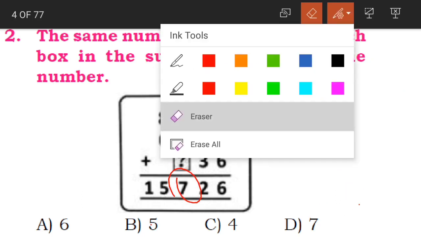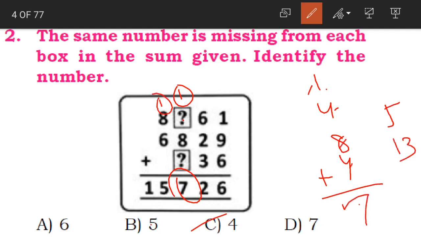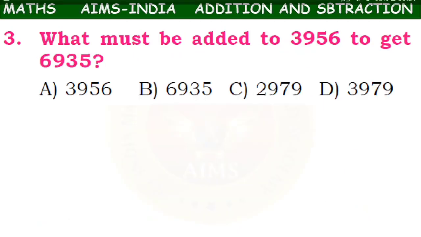Now moving on to option number C, 4. 1, 4, 8, 4. 1 plus 4, 5. 5 plus 8, 13. 13 plus 4, 17. Yes children, we got 7. So our answer here is 4. Okay, you can solve this question in these two ways.